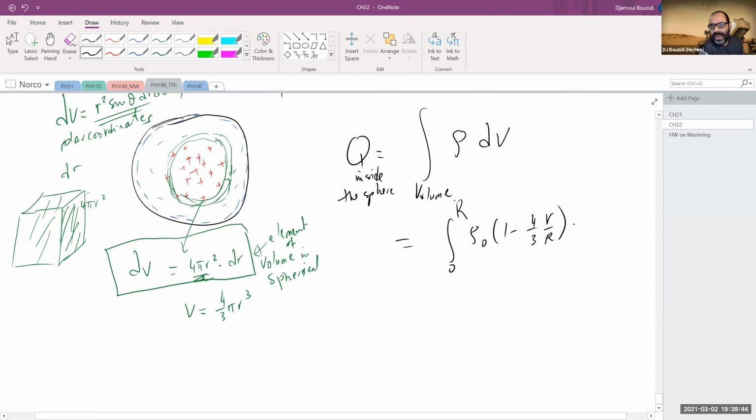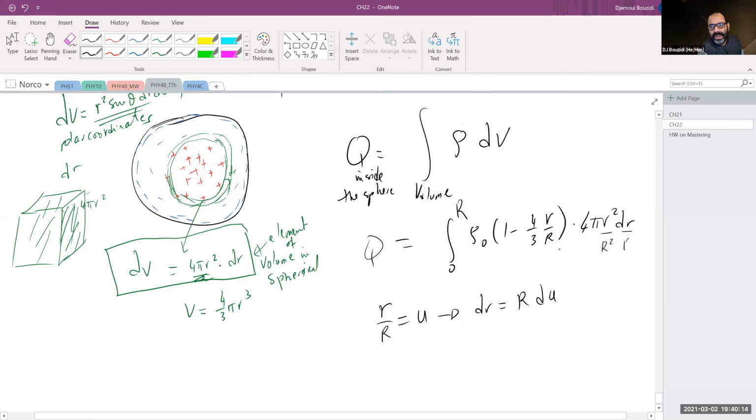Okay, so now I have to multiply by the element of volume, which is 4 pi R squared dr. That gives me now the charge enclosed. We're in business now. So all I have to do is pull this constant out of the way and do a change of variable, which is typical in this case. I'm going to call r over R the variable u. That means dr is simply equal to R du. So I'm going to divide by R squared, and divide by R and multiply by that same R cubed to restore the units correctly.